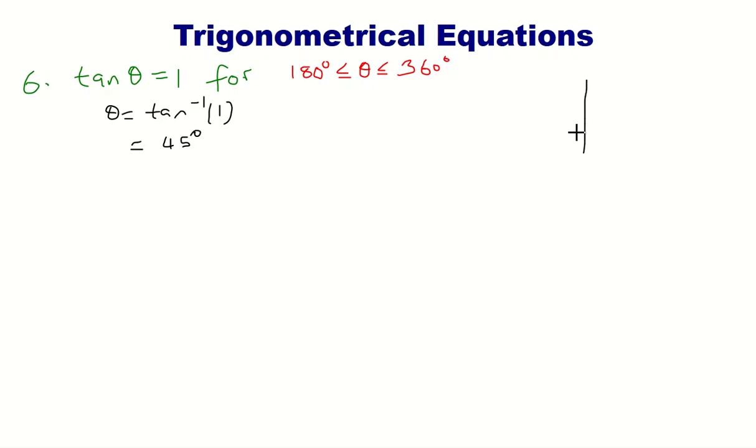So let's find out. Where do we have tan as positive? We have tan as positive in either the first quadrant or the third quadrant. So if this is 45 and this is 45, you see that the acute angle that gives us tan theta as 1 is 45. We already have it here.